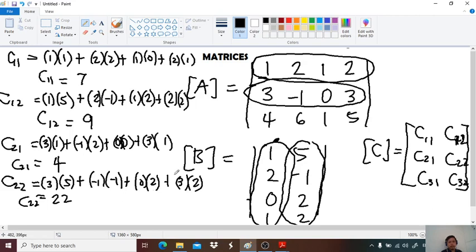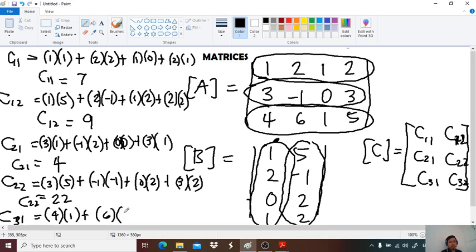And the rest, so we have the third row times this. So C31 will be the third row and first column. So we have 4 times 1 plus 6 times 2 plus 1 times 0 plus 5 times 2. And for the last part, we have 3, 2, so first row and second column.